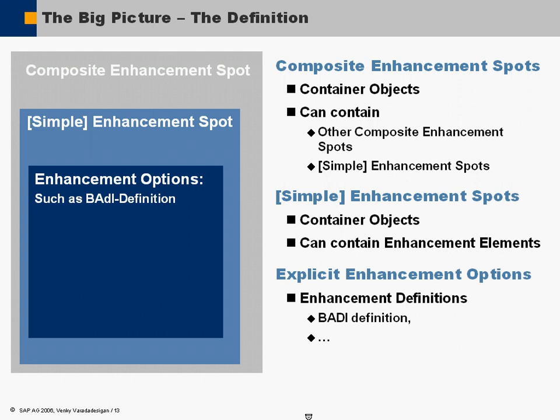Okay, giving another big picture of the same stuff. On the definition side overall, you have composite enhancements part, and then that can contain multiple simple enhancements parts. And what is contained in a simple enhancements part? Those are called enhancement options. For example, a Badi definition could be an option, and the other types of source code enhancements, function group and class enhancements are other types of enhancement options.